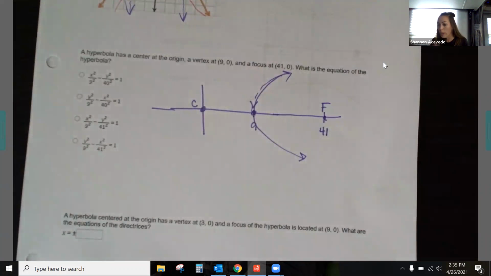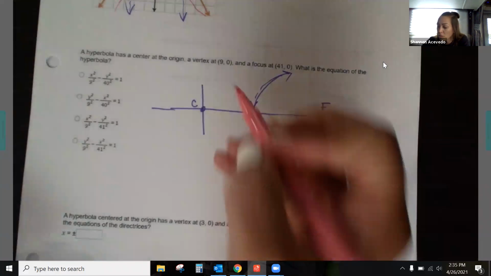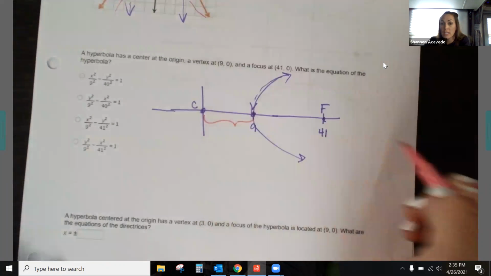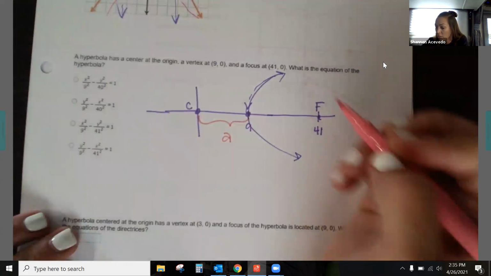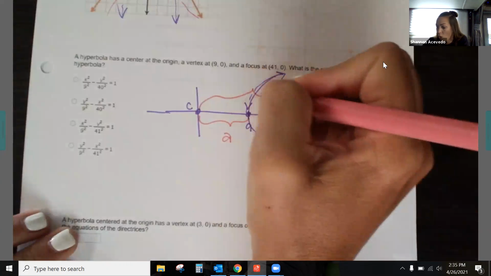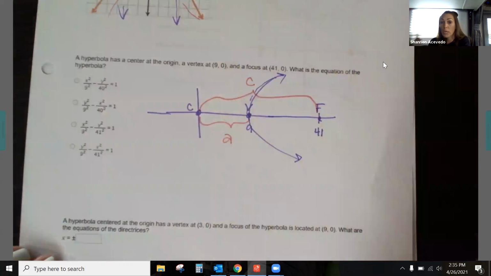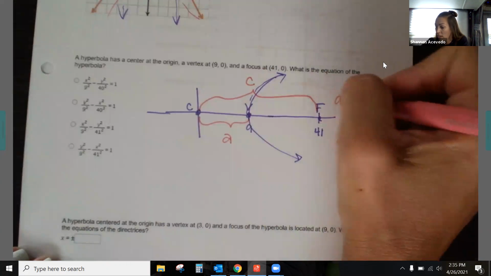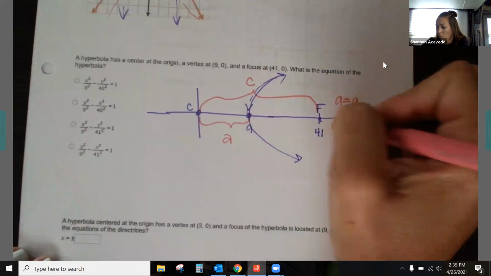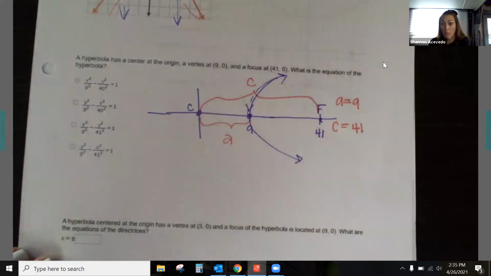It says, what is an equation for this hyperbola? The distance from my center to my vertex is the value of a. The distance from my center to my foci is always the value of c. So I know my a and my c. I know a is going to equal 9. I know c is going to equal 41. Those are the 2 things I know.